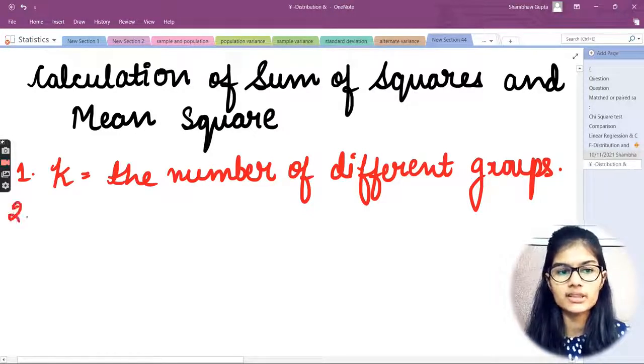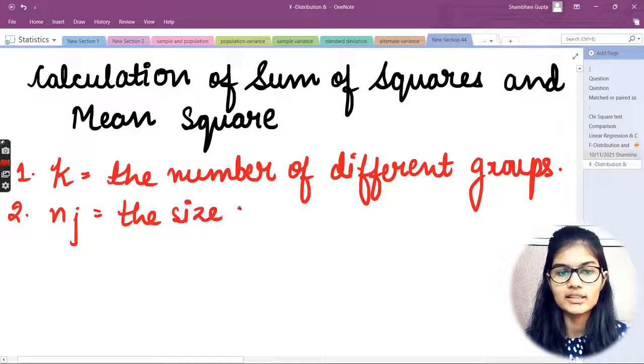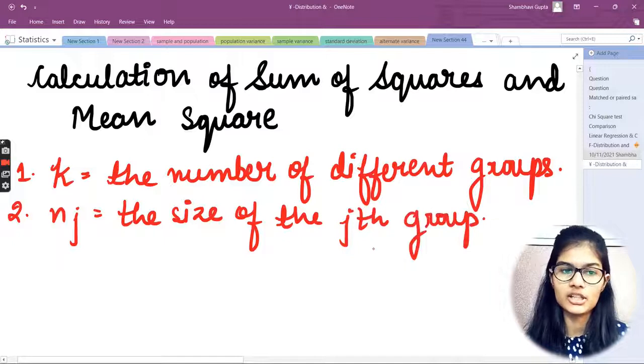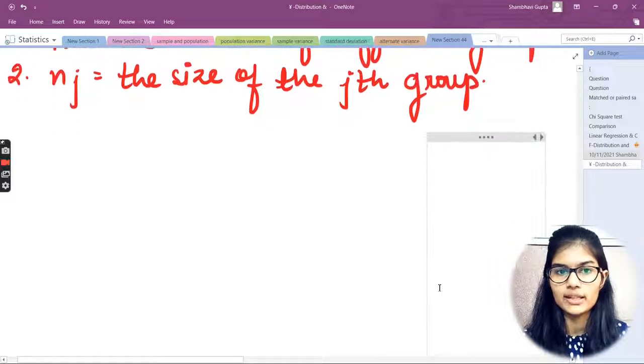right? Now moving towards the next point, we have n of j here. Okay, what is that? It is the size of the jth group. So whenever you see a notation written like n with j in the subscript, you could understand that this is the size of the jth group, right?